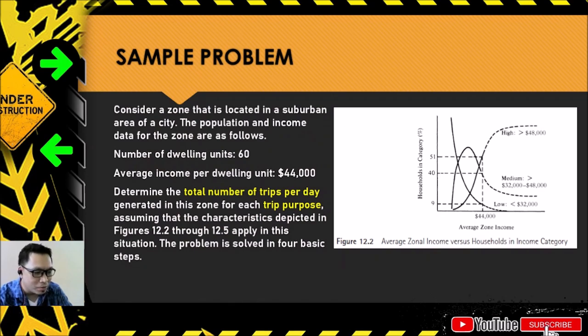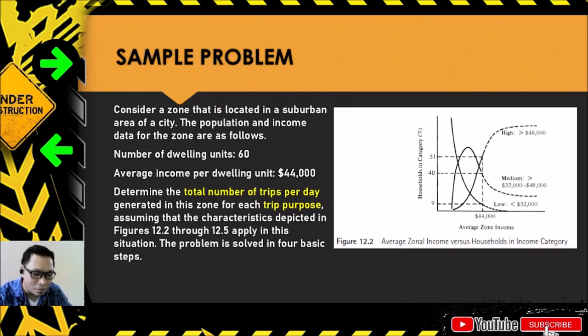Okay, so let us do a sample problem. Consider a zone that is located in a suburban area of a city. The population and income data of the zone are as follows. The number of dwelling units is 60. The average income per dwelling unit is $44,000. Determine the total number of trips per day generated in the zone for each trip purpose, assuming that the characteristics depicted in figures 12.2 through 12.5 apply in this situation. The problem is solved in 4 basic steps. Actually, it is 5, because we also need to identify the trip purpose.